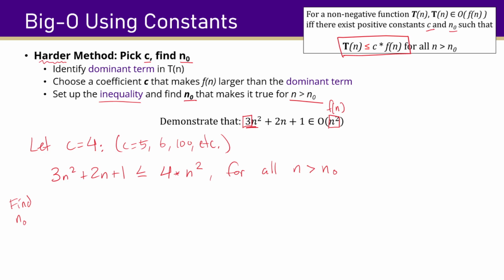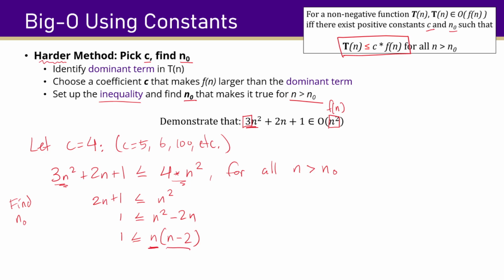And so what we're going to do is we're going to start by kind of simplifying it down. So we see that we can subtract 3n squared from both sides. So that will leave us with 2n plus 1 is less than or equal to just n squared. And let's go ahead and move the 2n to the right side, which leaves us with 1 is less than or equal to n squared minus 2n. And so now we're not done yet. We still need to factor out the n here. And we're left with this little inequality with two parts.